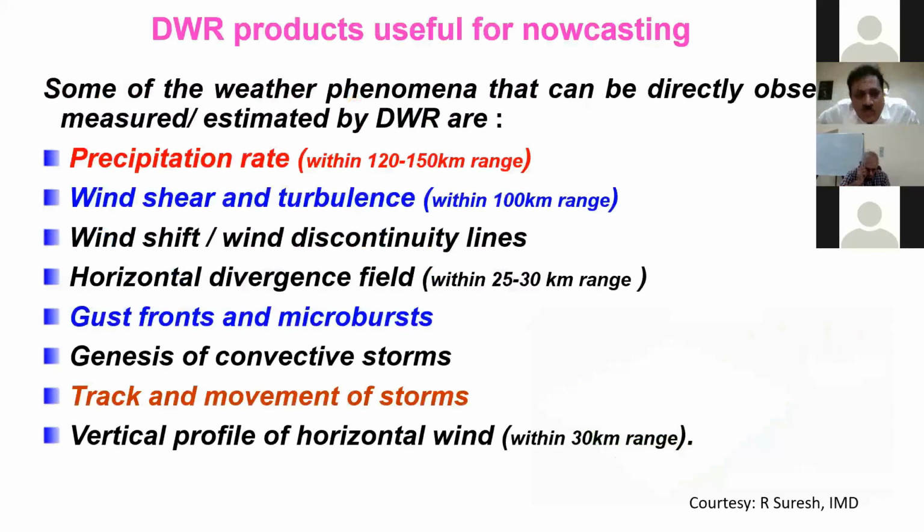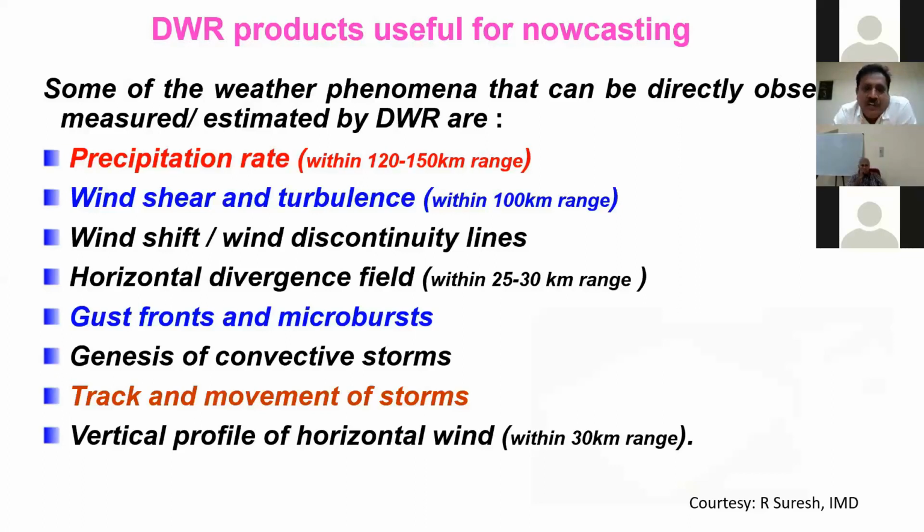So this slide I have borrowed from IMD people, Dr. Suresh, just to show, because I cannot show all the results here. I'm only listing what we can do once we have a DWR for this kind of information: three-dimensional distribution of precipitation, and three-dimensional distribution of the Doppler velocity and spectral width. So what can we study? There's a big list.